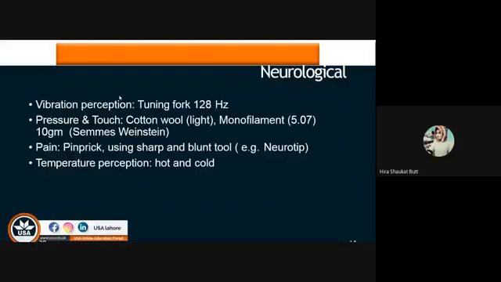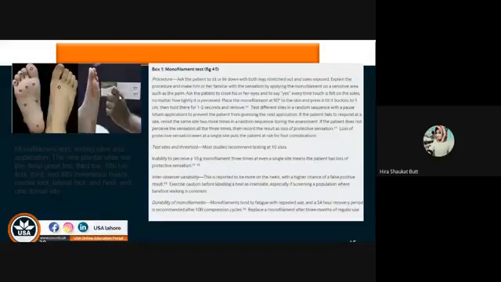All right. Then you can go for the pinprick sensation. You can use some sharp object, the tip of a pin, or you can go for the temperature perception: is the person feeling hot or cold or not. So this is how you can assess the protective sensations and the protective vibration sensation in the patient suffering with diabetes mellitus and the diabetic wound.